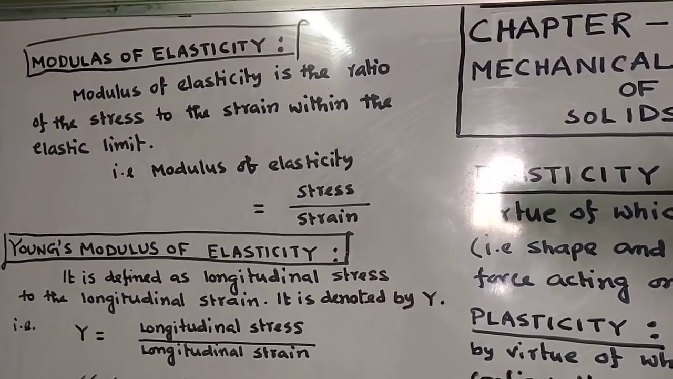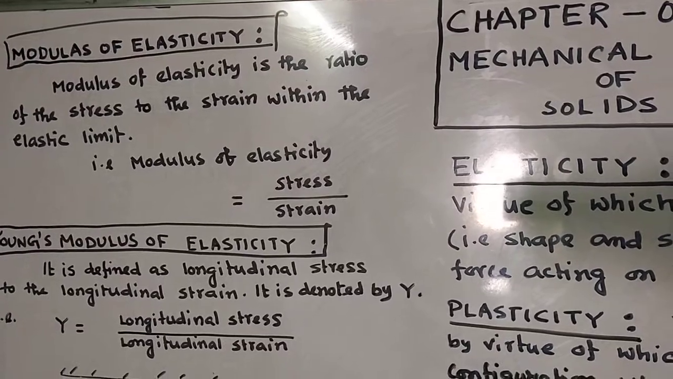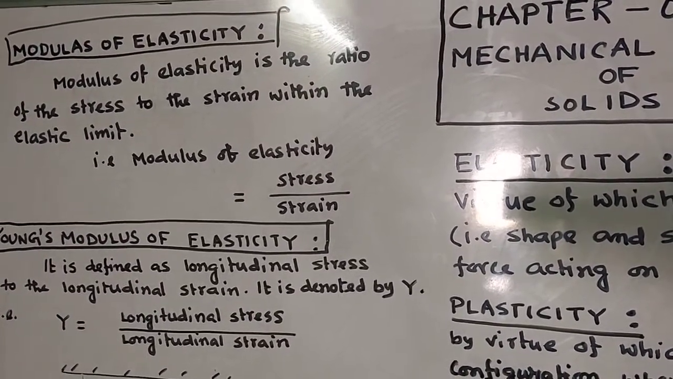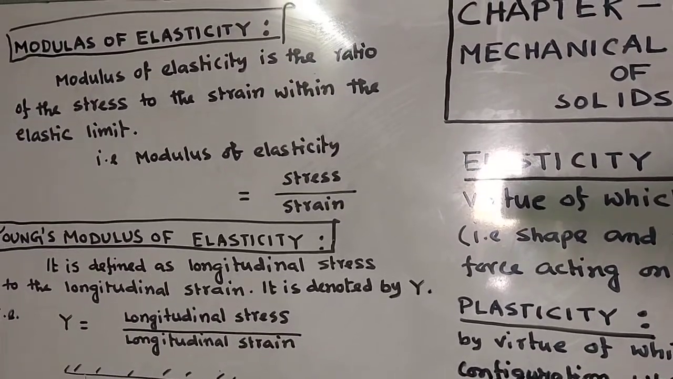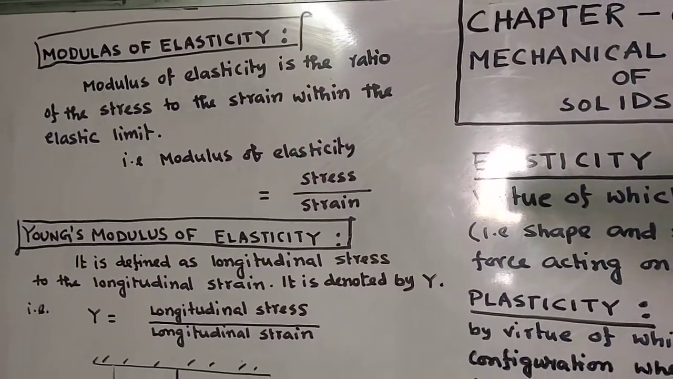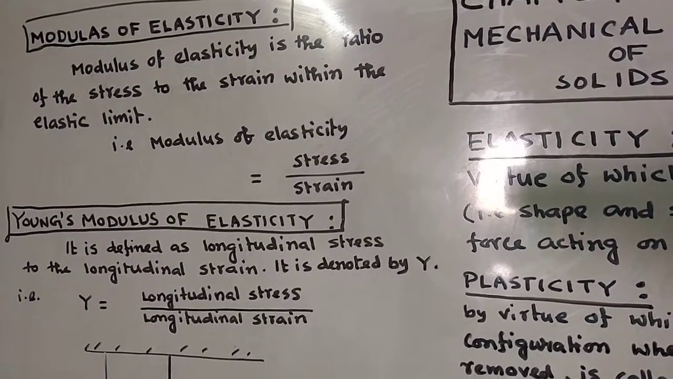Well, when we say elastic limit, it means the system regains its configuration, and up to that much stress we have to apply on the material so that it regains its configuration completely. There is no permanent deformation when we say elastic limit. So under the elastic limit, the material regains its configuration completely. So modulus of elasticity is stress by strain.